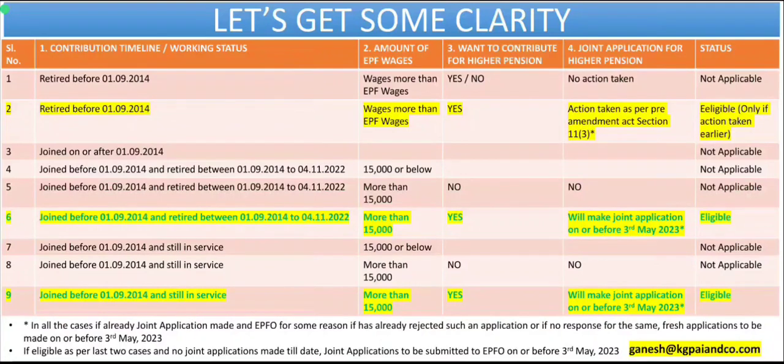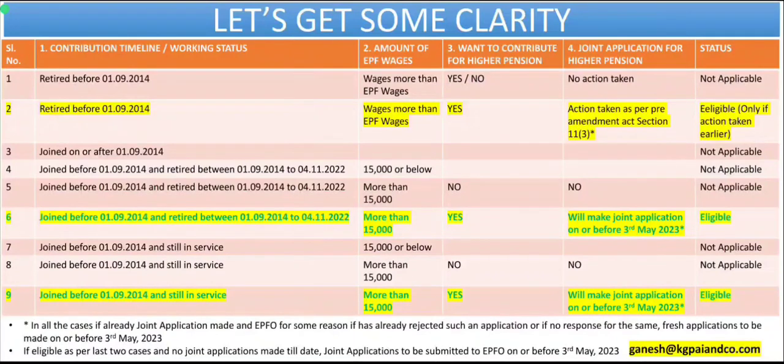Anyone joining on or after 1st September 2014 is not eligible for the scheme, which is the third case. In the fourth case, an employee who joined before the Amendment Act and retired before 4th November 2022, that is the judgment day, is also not eligible for the higher pension scheme if the EPF salary itself was below the ceiling wages.